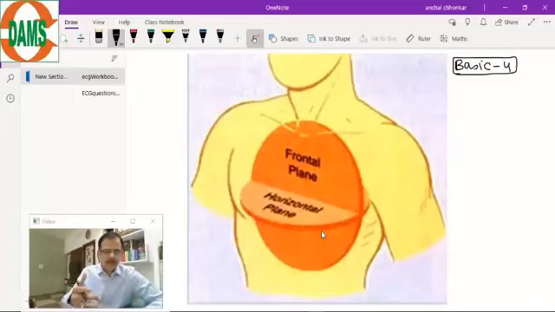Is it okay now to all the centers? All right, fine.